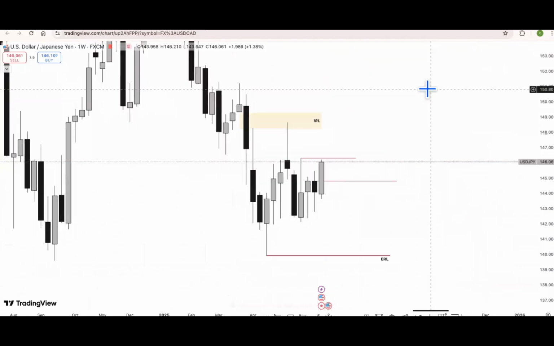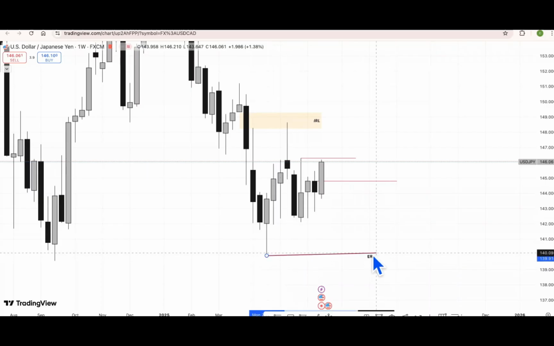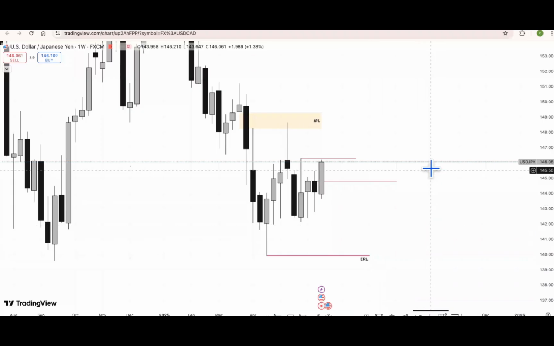So let's look at USDJPY. USDJPY and DXY are positively correlated, so we expect that they should somehow move similarly. First things first, you can see USDJPY price tagged this internal range liquidity and failed to get to this external range liquidity. But in the DXY, you could see price took out their external range liquidity. So that already is an SMT. We already have an SMT between DXY and USDJPY.